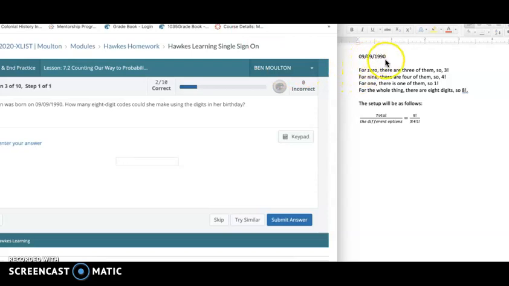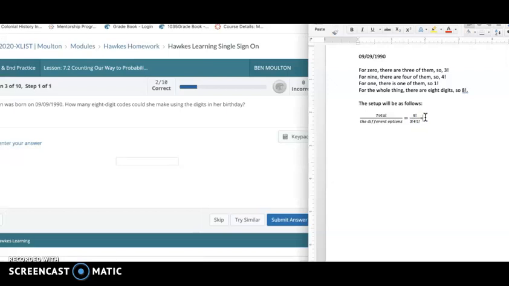You've got 1, 2, 3 zeros, right? So call that 3 factorial, representing the zeros. You've got 4 9s. We'll call that 4 factorial, representing the 9s. There's only 1 1, so we'll call that 1 factorial, representing the 1. And you've got 1, 2, 3, 4, 5, 6, 7, 8 digits. So that's 8 factorial. Now your setup is your total over all your different options. So 3 factorial, 4 factorial, 1 factorial. And that's what you're multiplying out.